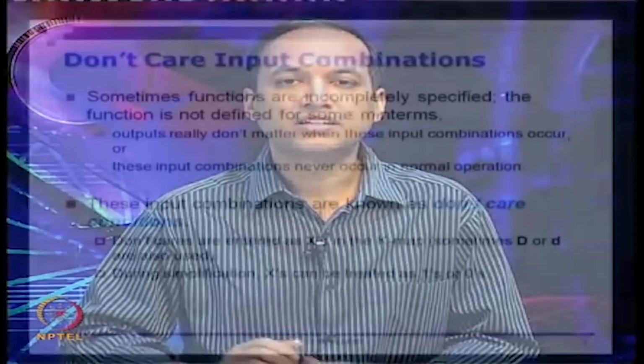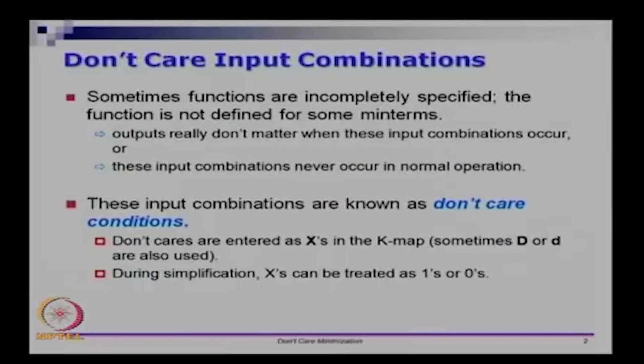The reason why this is useful is that when you minimize in the presence of don't cares, you can actually cut down the complexity of the circuit. You may actually use a lesser number of gates than what you would have otherwise. So, the setup is as follows. You have 2 power n input combinations, of which some never occur, and you would want to treat those minterms in a different way.